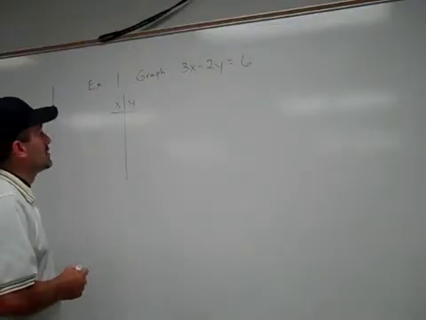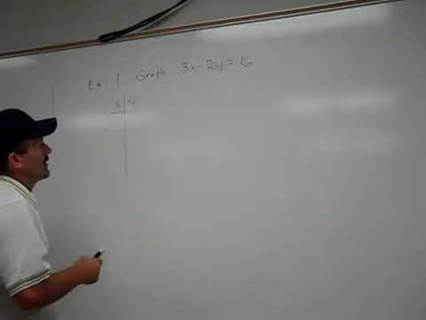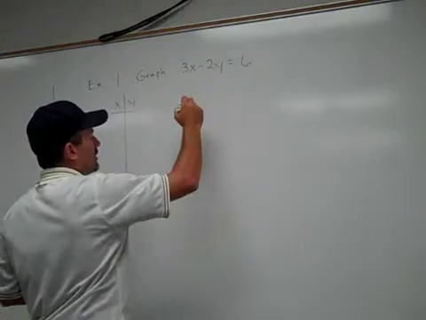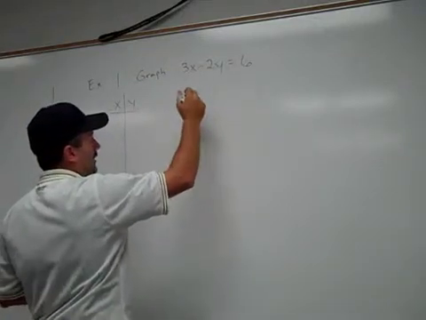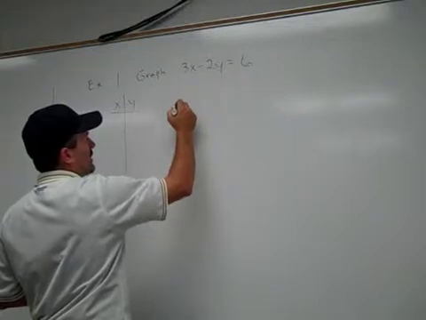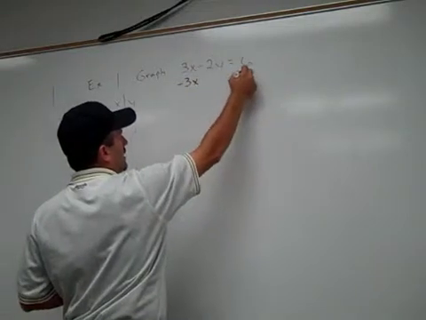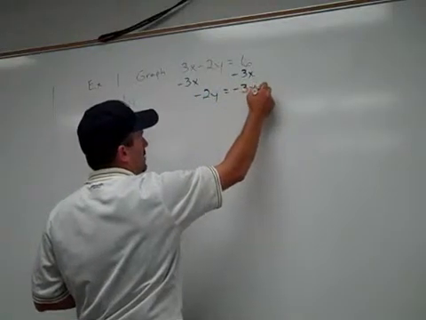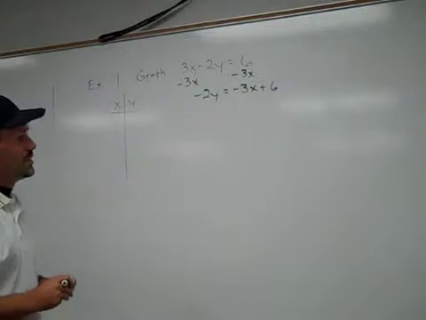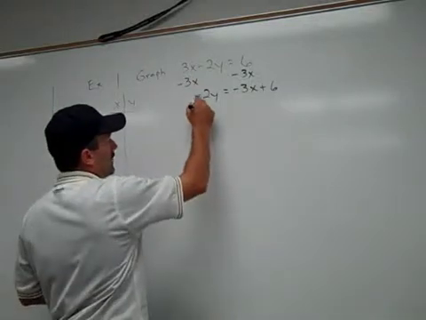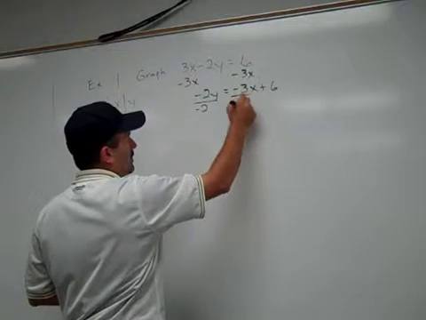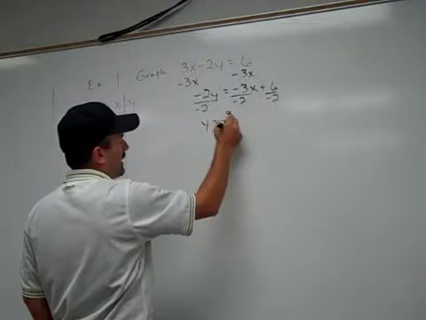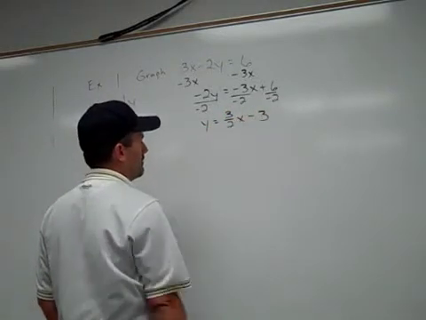In example 1, we're supposed to graph 3x minus 2y equals 6 using a t-chart. Probably the easiest way to do this is to rearrange the equation so that one of the variables is by itself, and probably getting y by itself is going to be the easiest. So we're going to subtract 3x from both sides to begin. That will give us negative 2y equals negative 3x plus 6. Then to finish getting y by itself, we divide everything by negative 2. And so that gives us y equals 3/2 x minus 3.